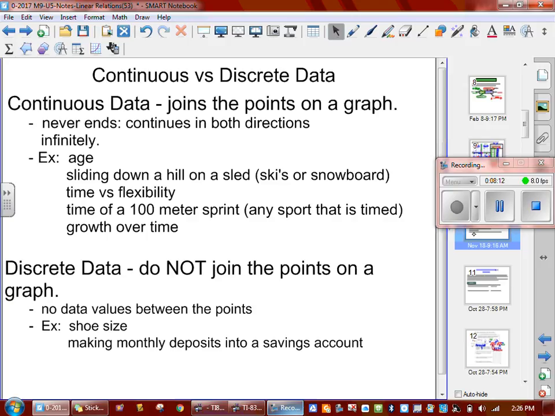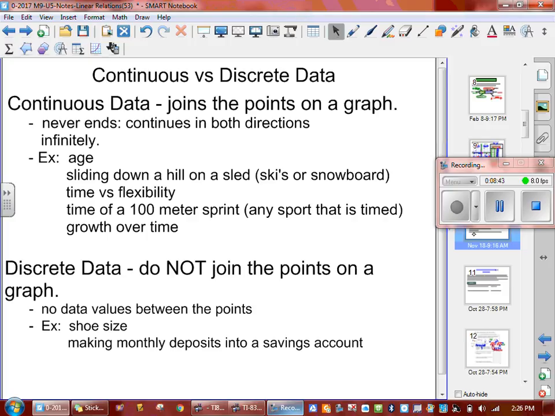Time is typically always continuous. So, sliding down a hill on a sled, on skis, or a snowboard, a 100-meter sprint, how you grow over time, all of those are continuous data. However, if we take a look at discrete data, when is time not continuous? I'll give you an example right now. Time will be continuous unless they're talking about specific things with money.